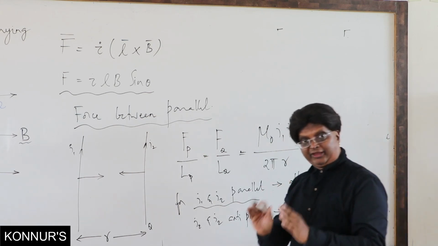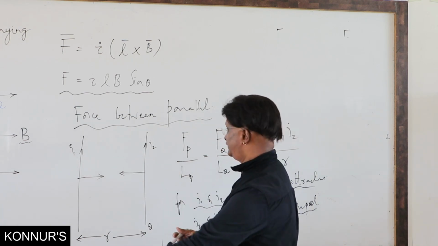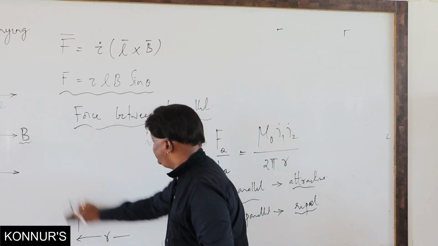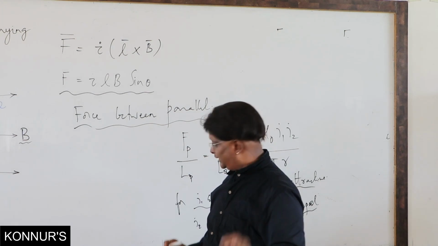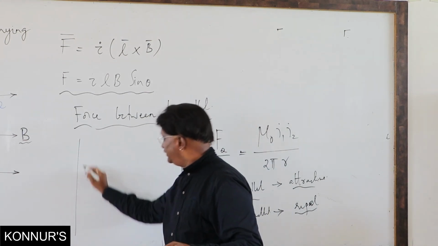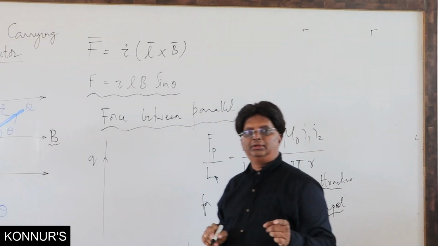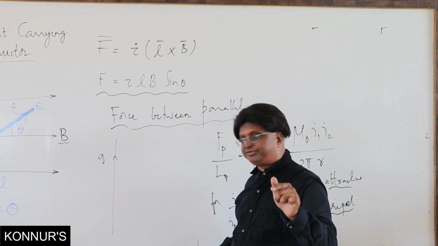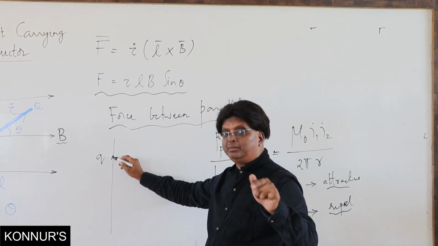The same example of parallel conductors is also given in another way. How? This time it is not given as P and Q straight conductors carrying current. Rather, they say this is a beam of charge. Q is a charged particle, and a large number of such particles are flowing. This is a beam of charge.